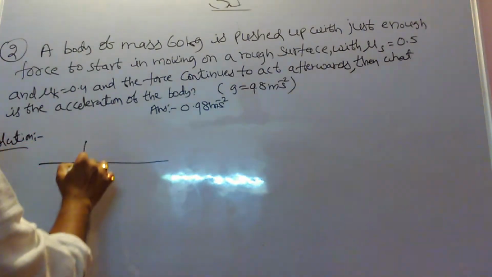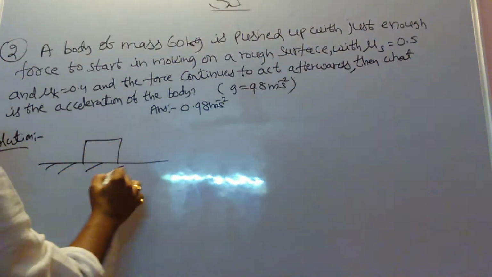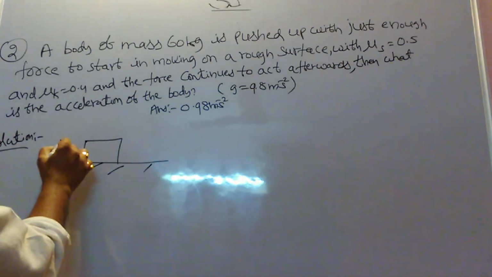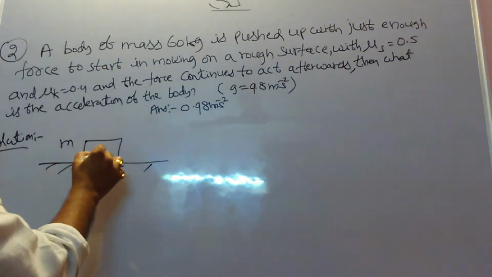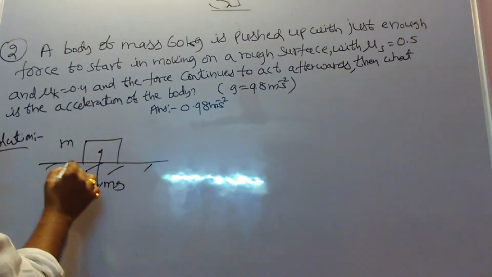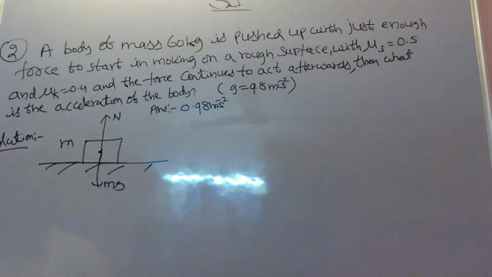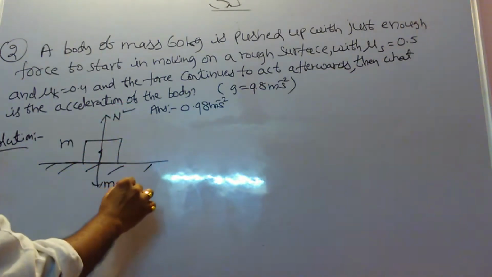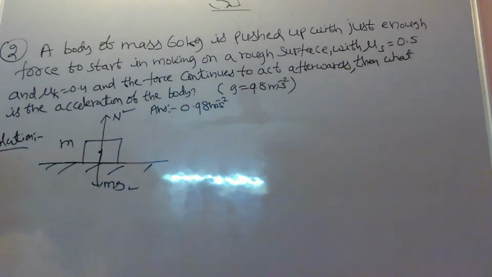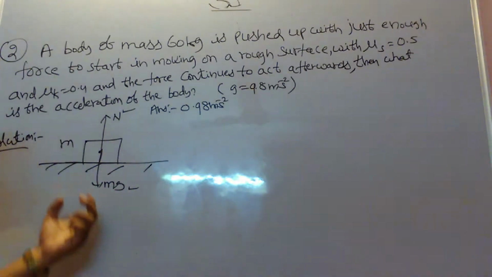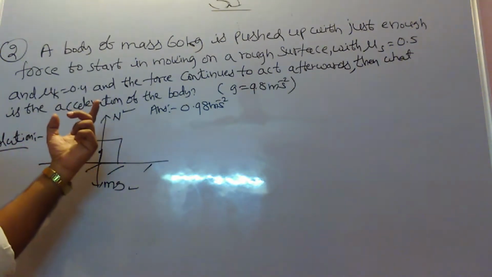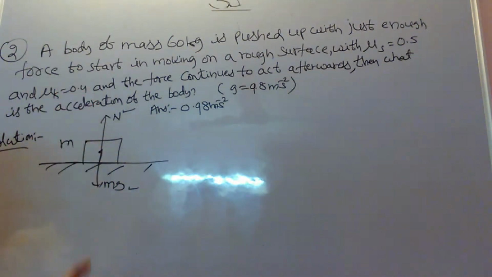If you keep any block on a rough surface, with mass of the block m, mg acts downward. Perpendicular to the plane of contact, one force is exerted, that is called normal reaction. So in this case, simply normal reaction equals mg. If mg weight is more, it moves downward. If normal reaction is more, it moves vertically upward. This is not possible. So vertically there is no motion, so no need to consider the acceleration.